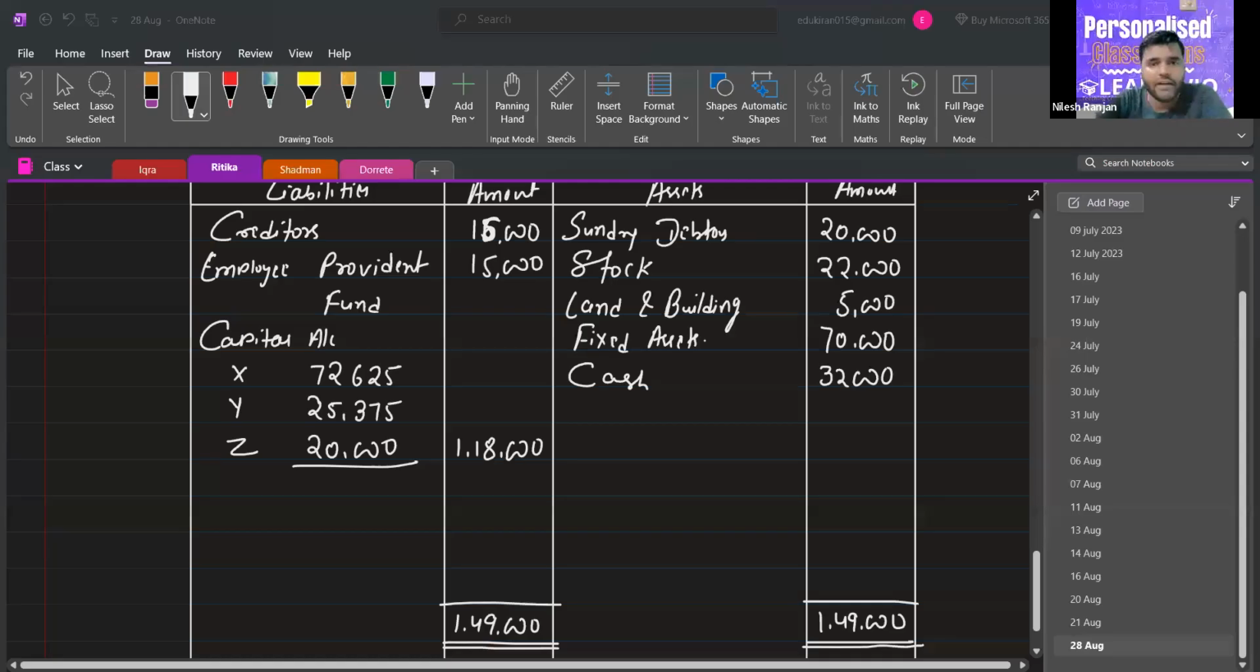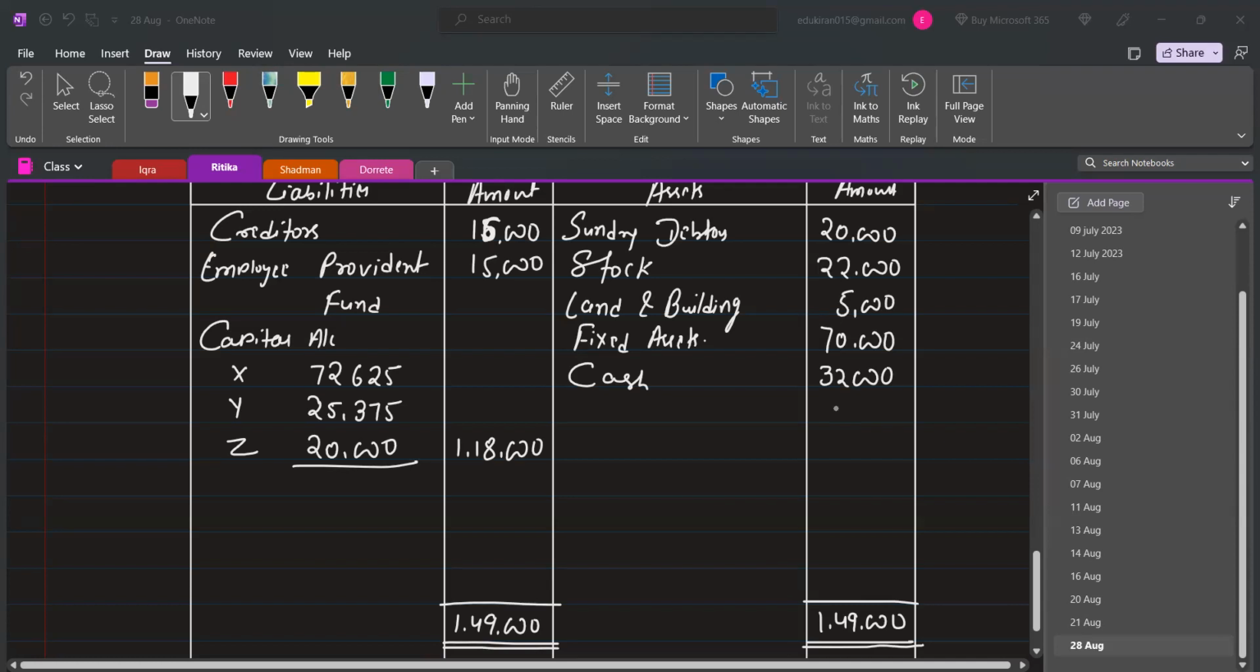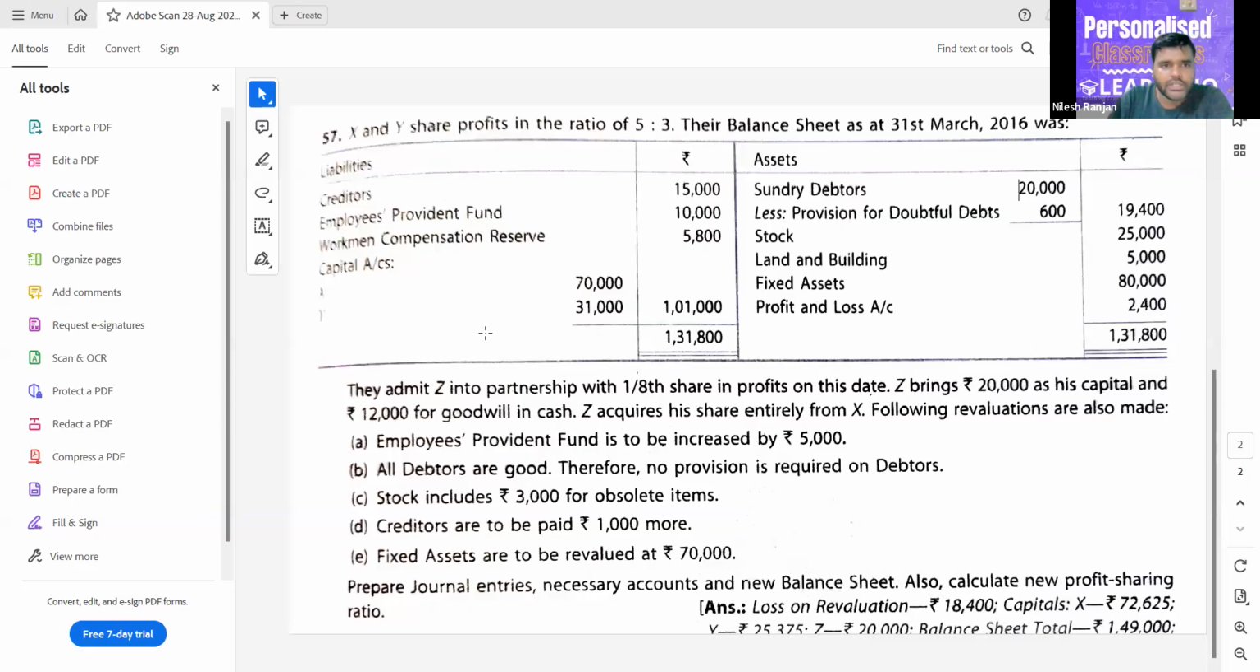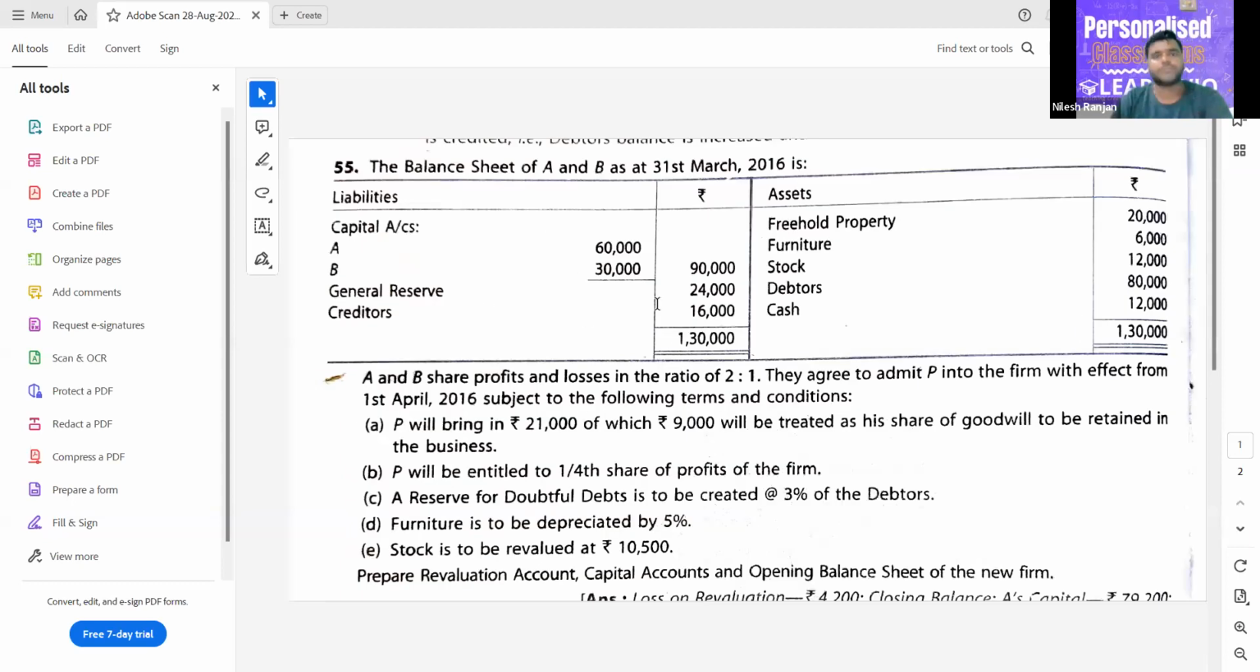Okay. Is there any doubt you have in this question, or should I explain one more time overall the concept? No, sir, I understood it. Okay. So you want to copy this? Sir, I'll take a screenshot. Okay. Done. Good. Okay. There is one more question in this. Question number 55. I will share it with you, and please try to solve some of the questions from the book also. Okay.